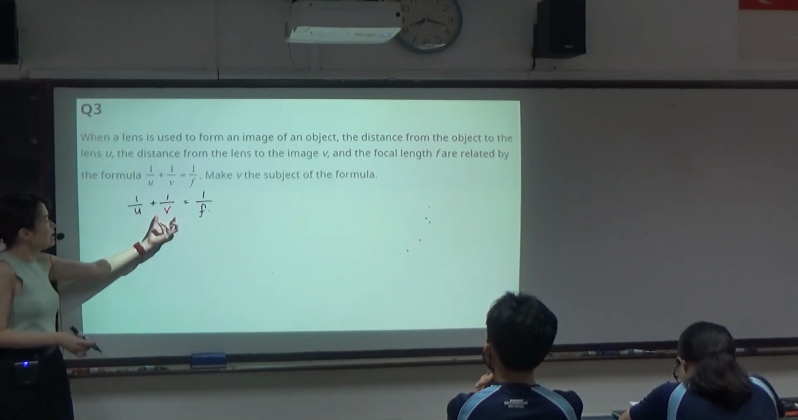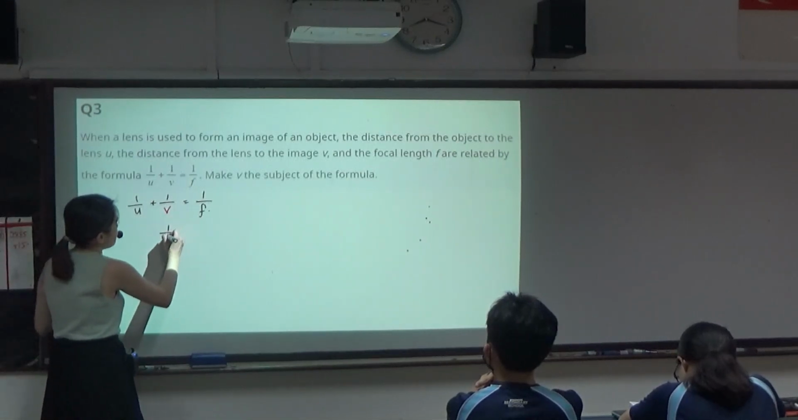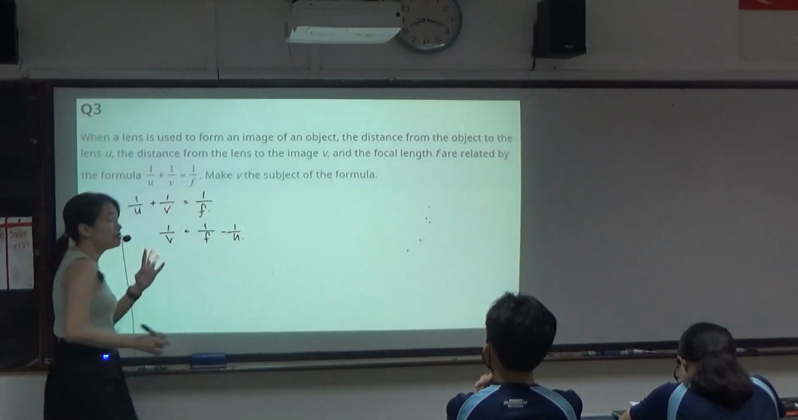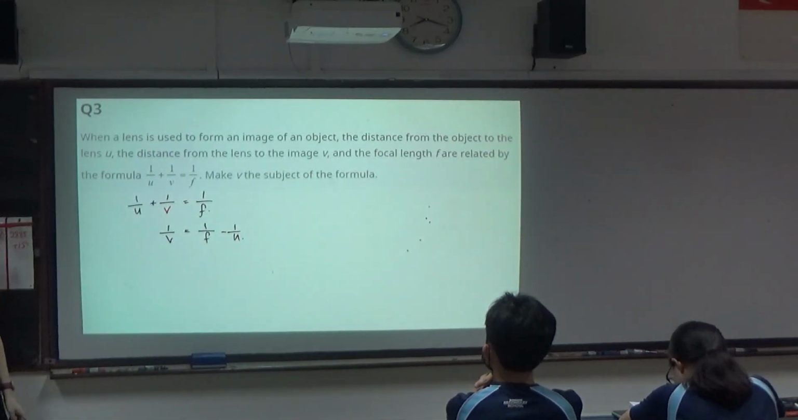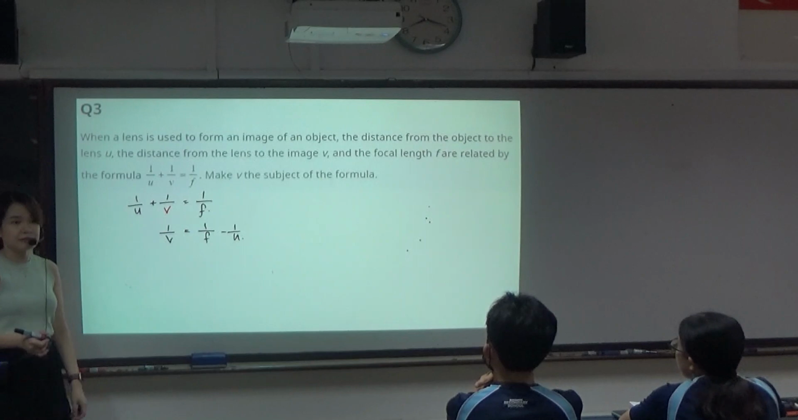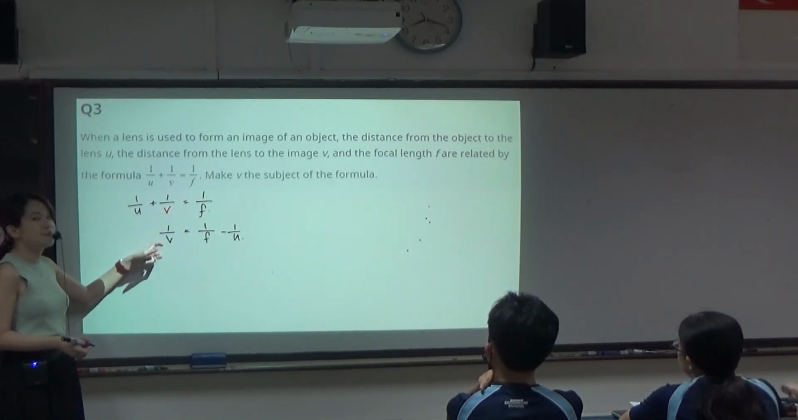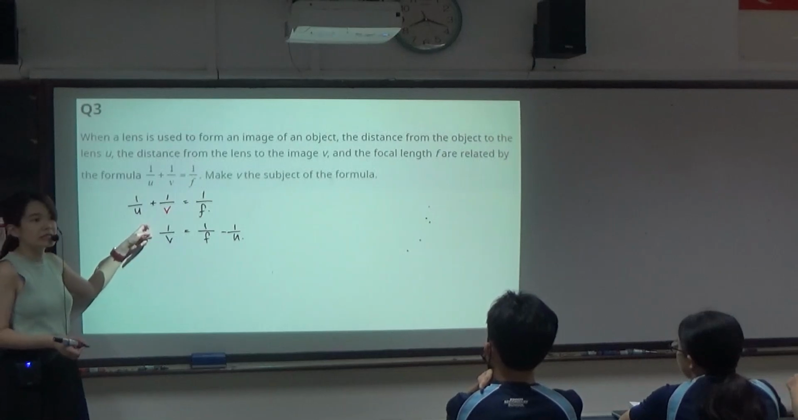So what I need first is to leave the V on one side. So I put 1 over V equals 1 over F minus 1 over U. I think most of you are able to understand this, where I want V to be on one side first. Then after that, the problem is how do I bring V up into the numerator? So that is the problem.